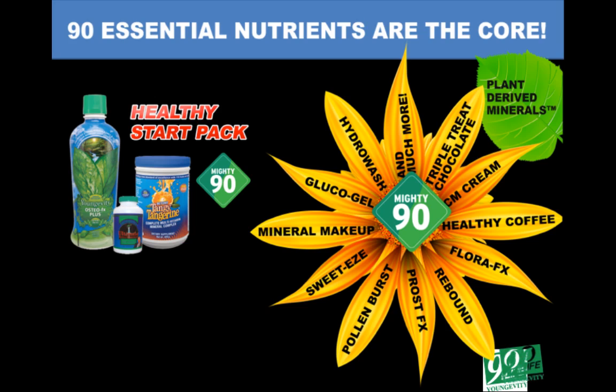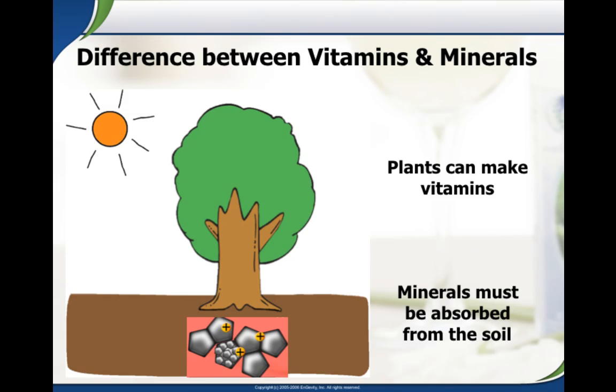Now, why is this important? Why do we need this? And part of the reason, and this is part of a little training, what's the difference between vitamins and minerals? Anybody know? Vitamins and minerals, we hear about them all the time, different categories. What's the difference? It's not that one starts with a V and one starts with an M. Sure, that's true, but that's not the difference. The difference is plants can make vitamins and minerals have to be absorbed from the soil. Plants can't make iron. They don't make copper. They don't make magnesium. They don't make calcium. If those minerals aren't in the soil, it's not in the plant.